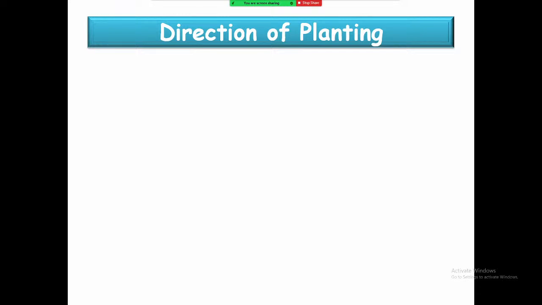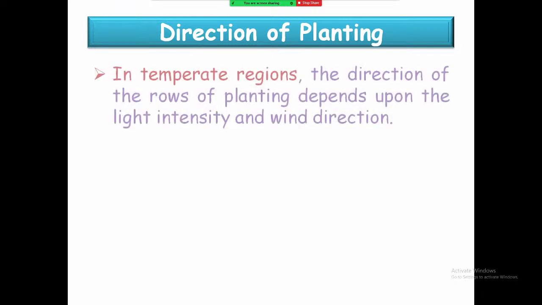Next one is the direction of the planting. In temperate regions, the direction of the rows of planting depends on the light intensity and wind direction. In temperate regions particularly, the direction of the row depends on the light intensity and the direction of the wind.